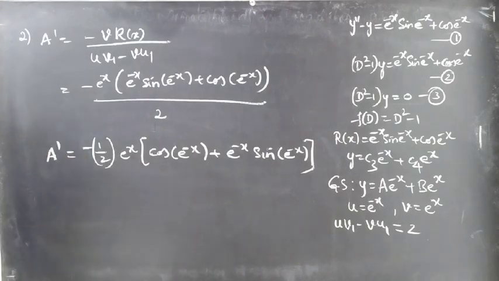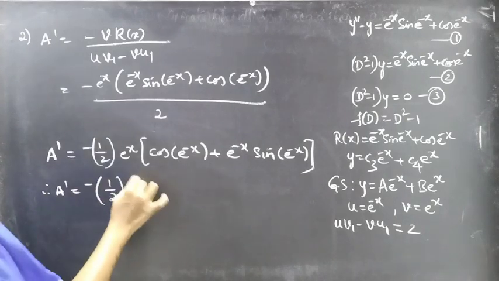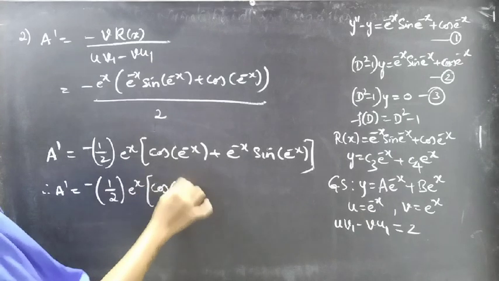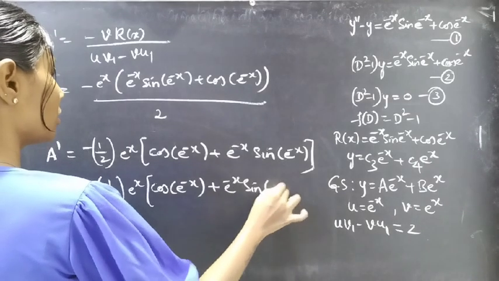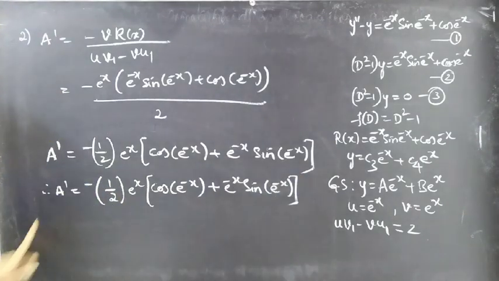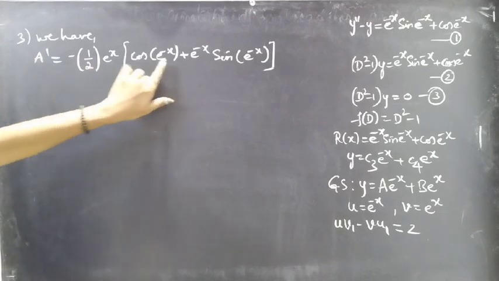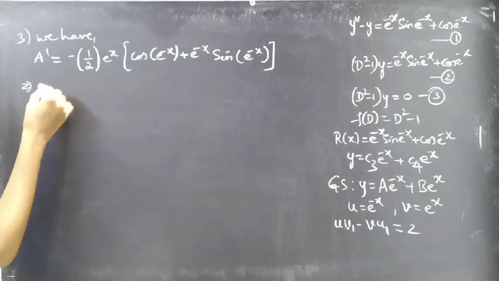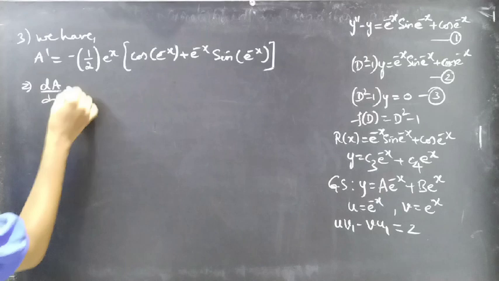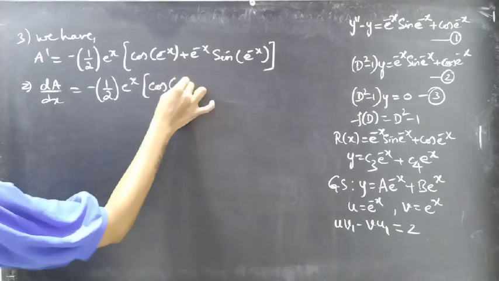So we got A dash. Therefore, A dash is equal to minus 1 by 2 into e power x into cos e power minus x plus e power minus x sine e power minus x. Now using this A dash, we'll find A. We have A dash equal to minus 1 by 2 e power x cos e power minus x plus e power minus x sine e power minus x. A dash is nothing but derivative of A with respect to x. The RHS part remains the same.